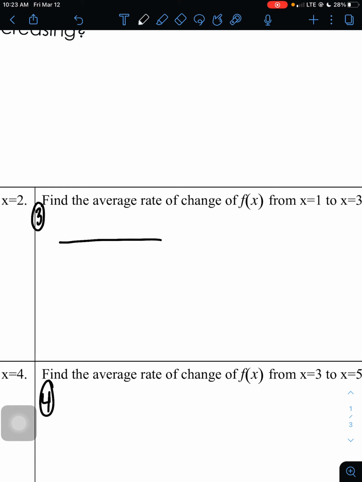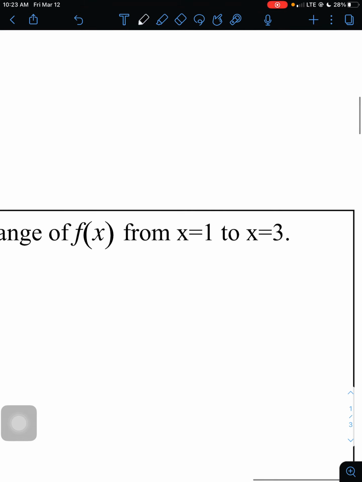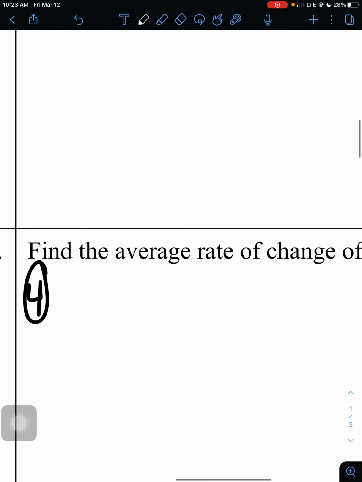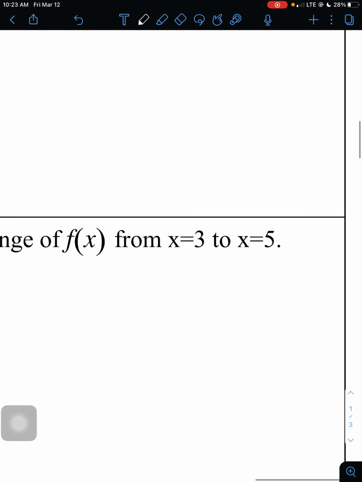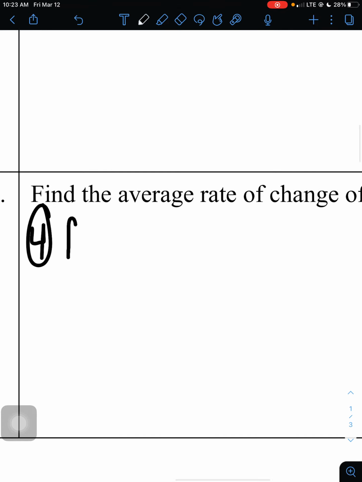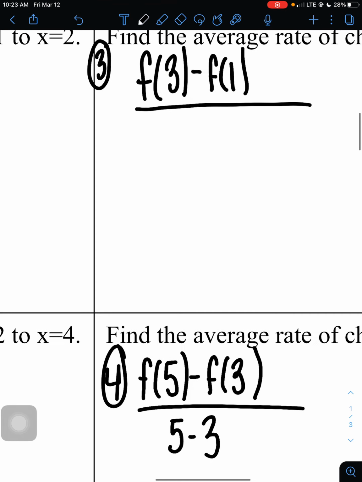Let's see if we can do it for example 3. What will we have at the top? We should have f of 3 first, minus f of 1. Because that's what they're asking us to find from x equals 1 to x equals 3. So we do the last number minus the first number. Let's try it one more time with down here. We have from 3 to 5. So we're going to set that up as f of 5 minus f of 3. And then my denominator is just going to be what's in my parentheses. So 5 minus 3. And then let me do the denominator for number 3 as well.